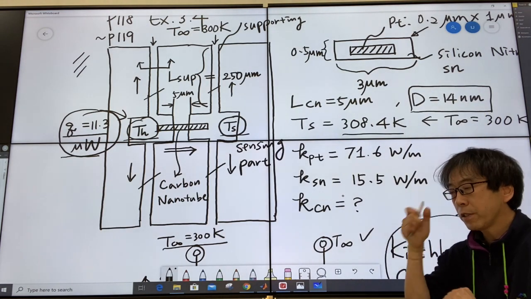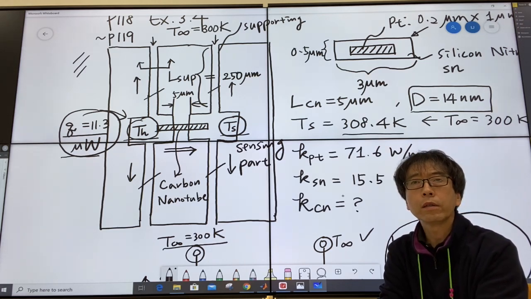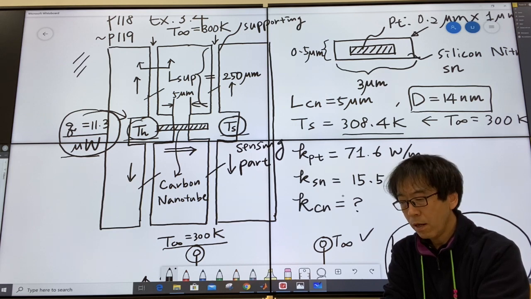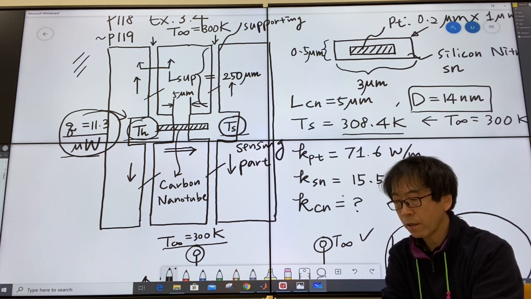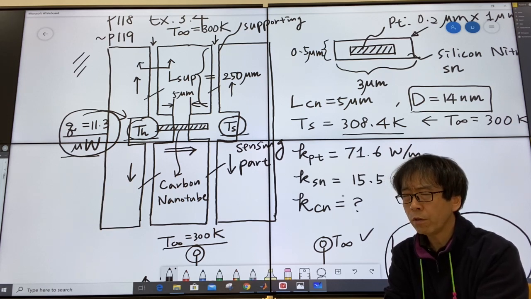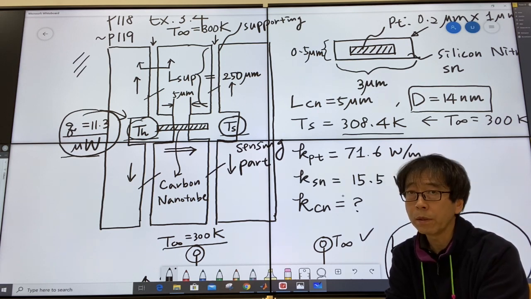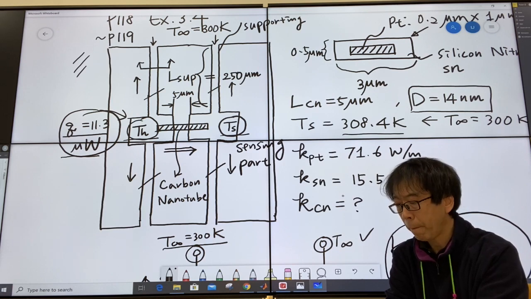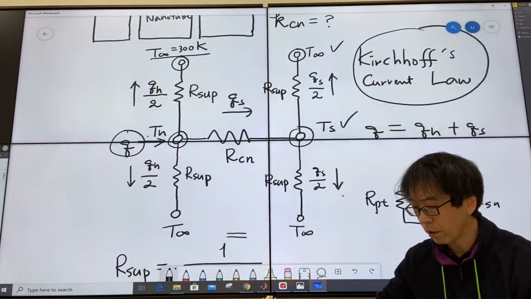So just for your reference, normally, what will be the thermal conductivity of good conductors like metals? For instance, copper, you can find out from the website. Copper thermal conductivity will be 380 something. It's about 400 watt per Kelvin. So let's calculate what kind of a result we have regarding this carbon nanotube thermal conductivity.